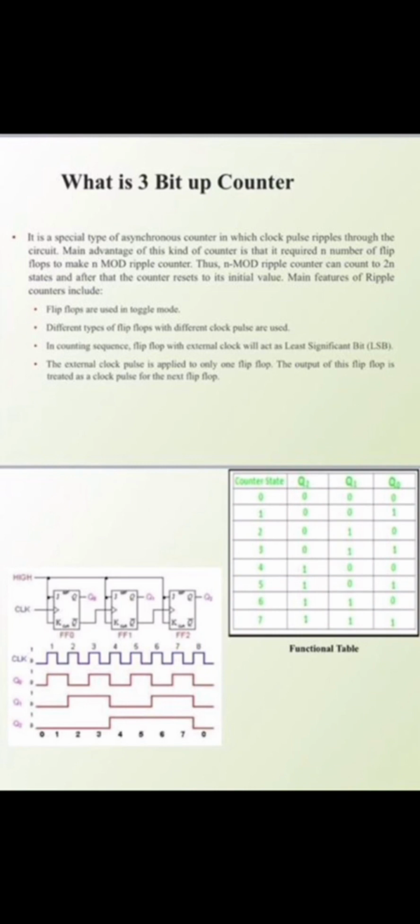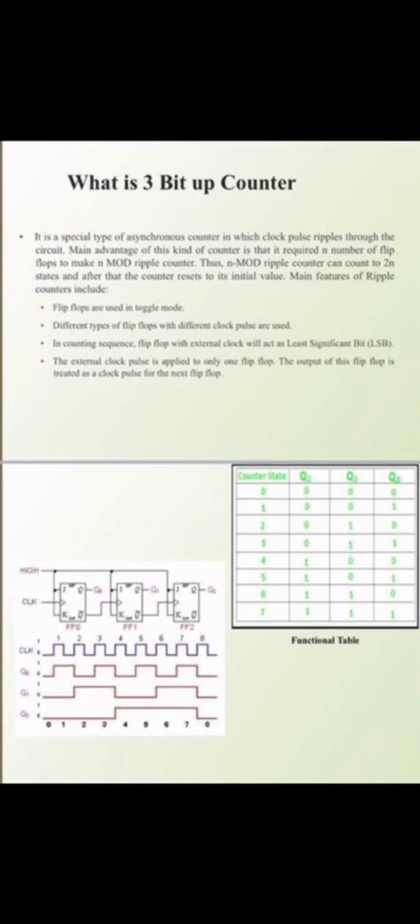In the counting sequence, the flip-flop with the external clock will act as the least significant bit, LSB. The external clock pulse is applied to only one flip-flop. The output of this flip-flop is treated as a clock pulse for the next flip-flop. On the next slide, we see the functional table, and now we will continue with Maha.